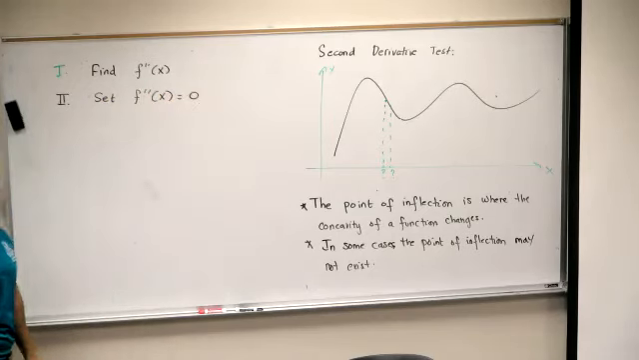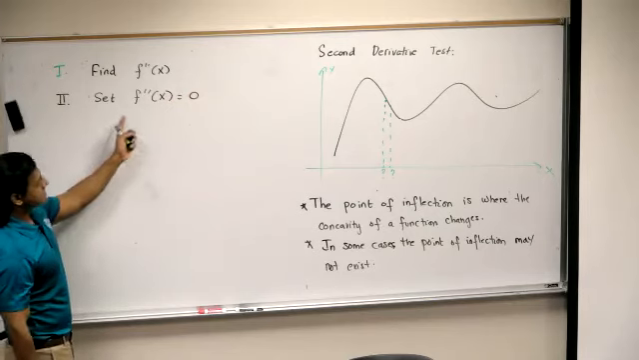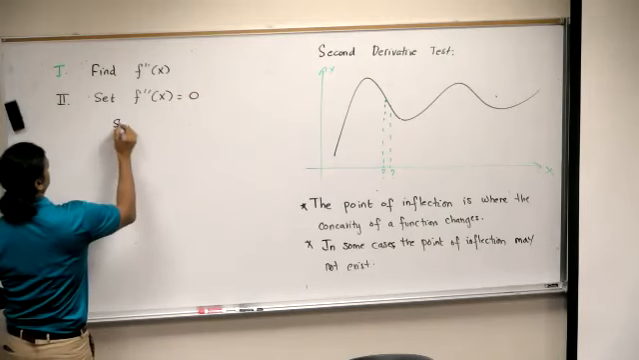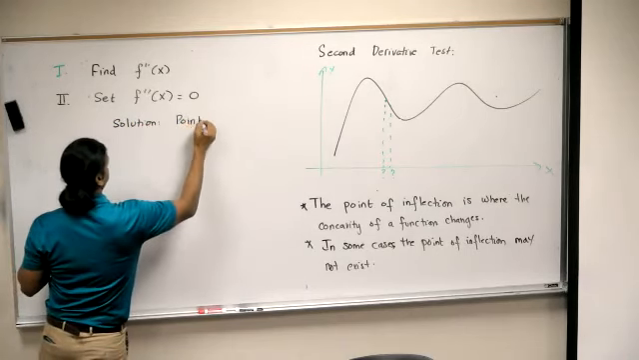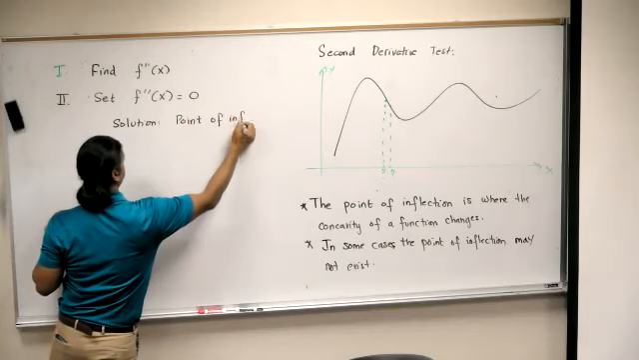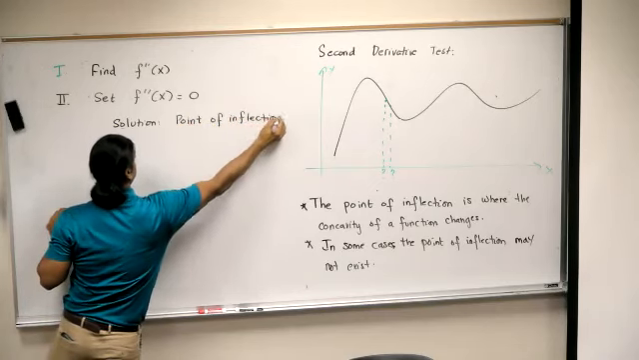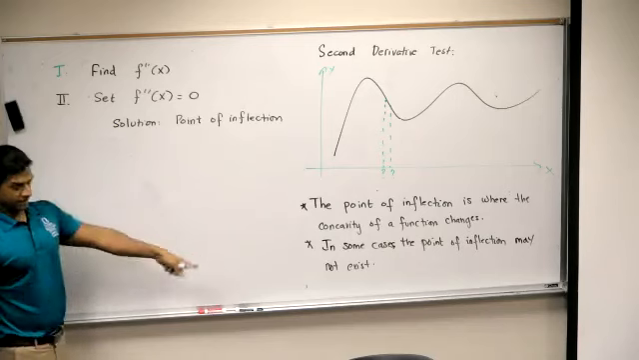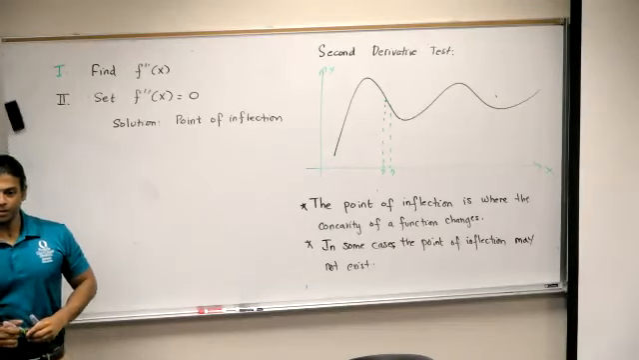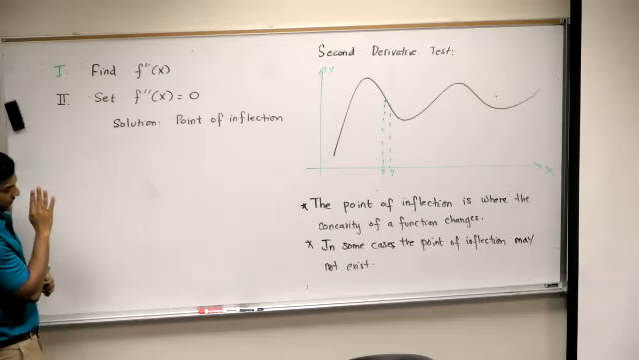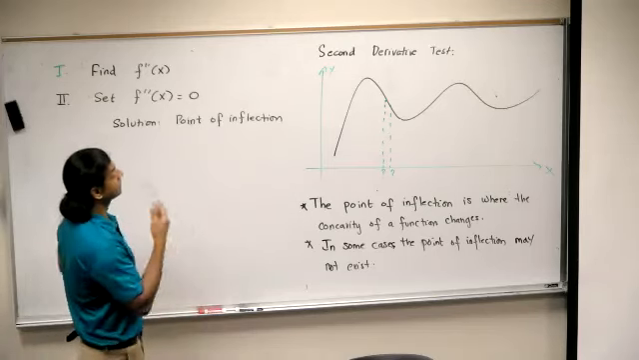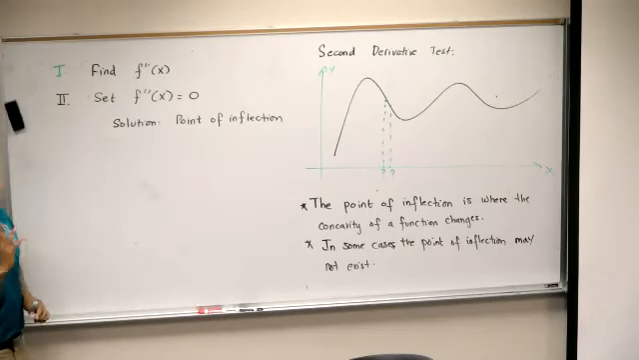Set that equal to 0. When you set it equal to 0, the solution that you have will be the point of inflection. It can be a real number, or it just may not exist. Typically, the point of inflection doesn't exist in cases where you have cusps or something like that.